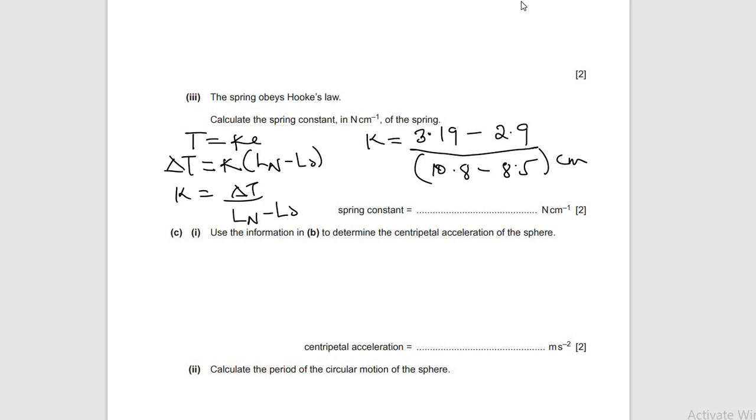So let's calculate this. At the end of the day, we're going to have 3.19 minus 2.9, divided by 2.3. Let me check. 3.19 minus 2.9 divided by 2.3. You have 0.13.